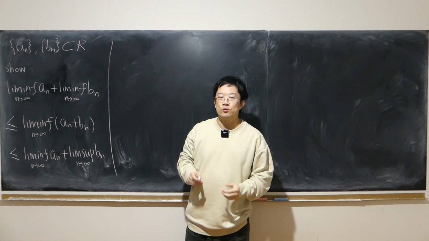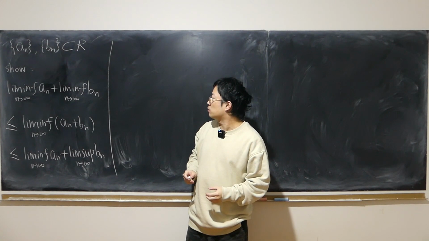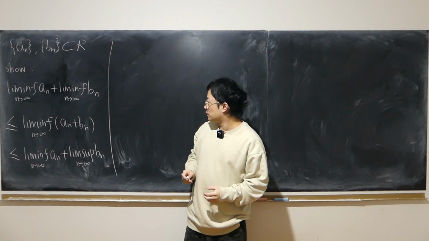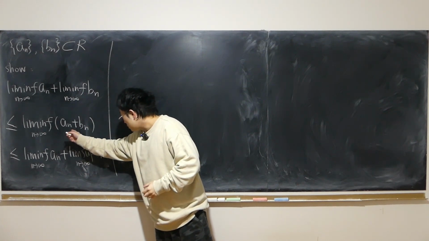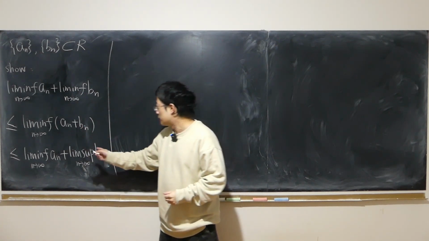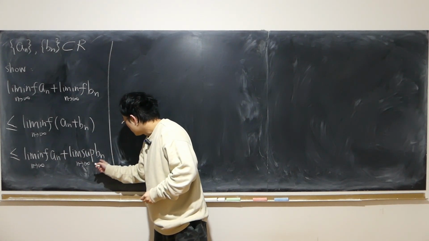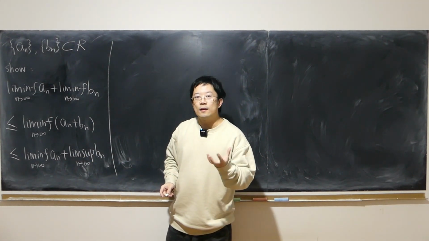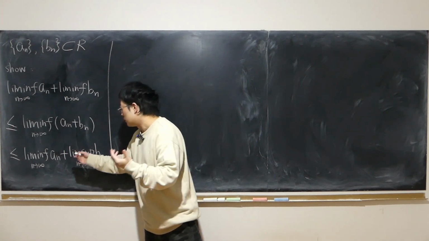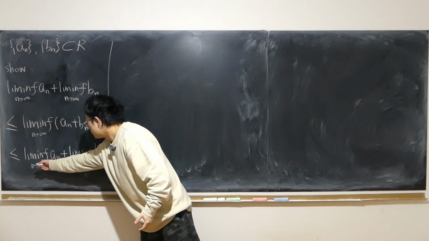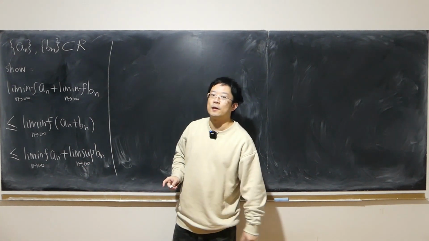a_n and b_n are two real sequences, and we want to show that the limit infimum of a_n plus the limit infimum of b_n is less than or equal to the limit infimum of the sum of a_n and b_n, that is less than or equal to the limit infimum of a_n plus the limit supremum of b_n. Because a_n and b_n are of the same status, you can just interchange, say, the limit supremum of a_n plus the limit infimum of b_n. It's the same thing, same meaning.